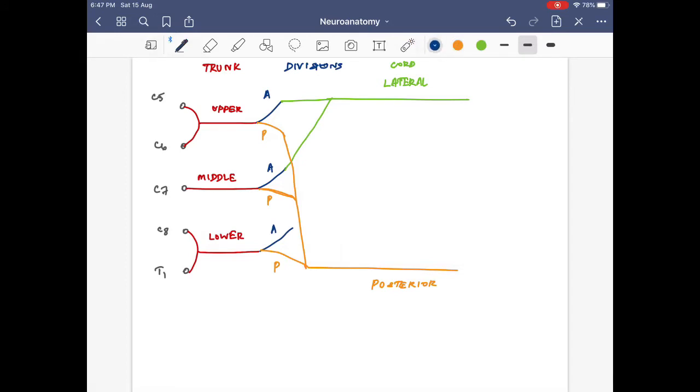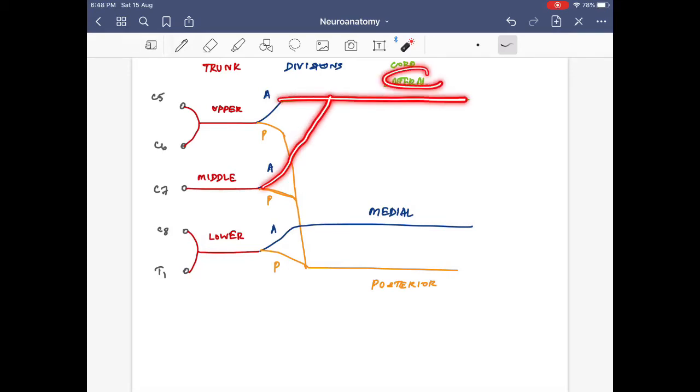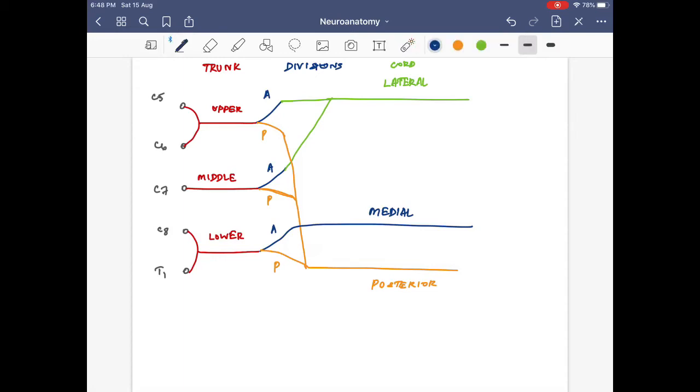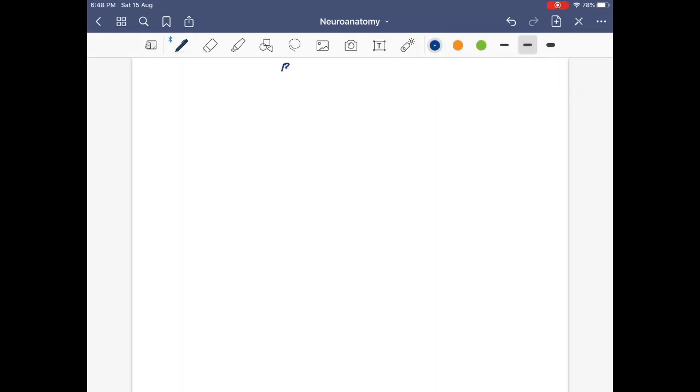And then the remaining is the anterior division of the lower trunk, right? So that will continue as the medial cord. I hope this is clear, right? So C5 and C6 unite to form the upper trunk, C7 will continue as middle, C8 and T1 as the lower trunk. So they divide into anterior and posterior. Anterior divisions of upper and middle will form the lateral cord, anterior division of lower will form the medial cord, and the posterior divisions of all three will form the posterior cord. So that will summarize the anatomy of the brachial plexus.